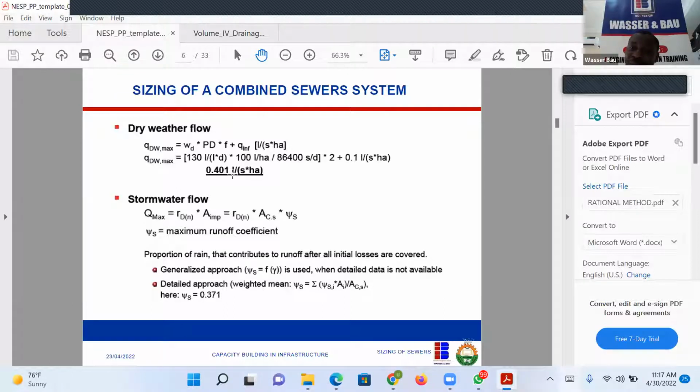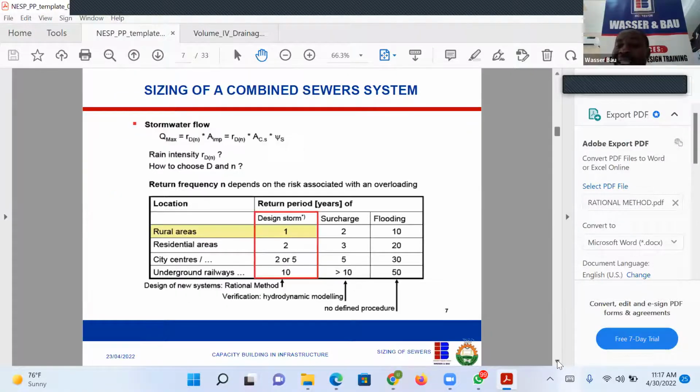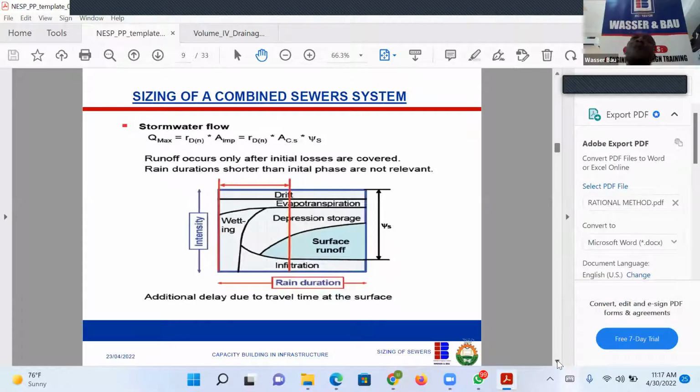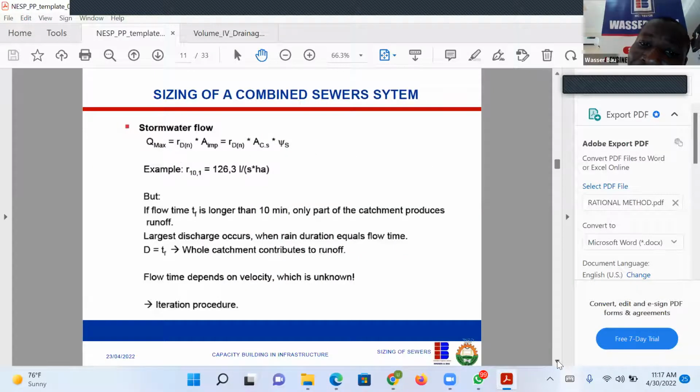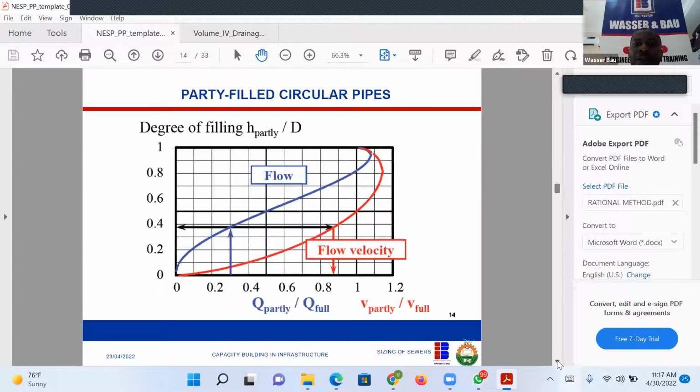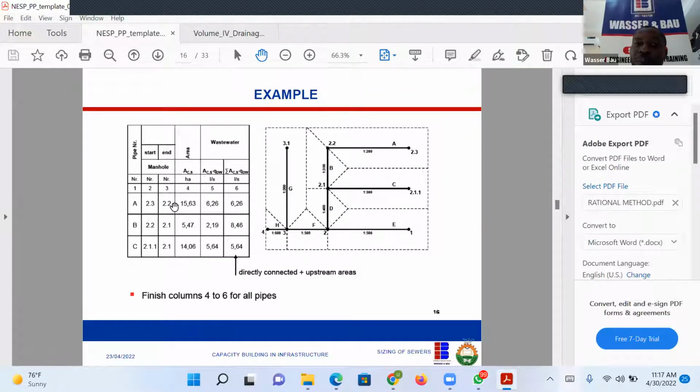It makes perfect sense. So when you now come to this catchment that is 15 hectares, if 0.401 is the value for 1 hectare, then for 15.3 hectares, 0.401 multiplied by this 15 will give you 6.26. So this is now 6 liters of sewage flowing out of a catchment of 15 hectares. That's what it means. Any question?